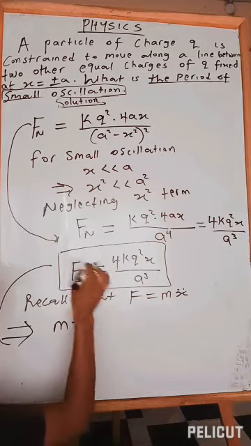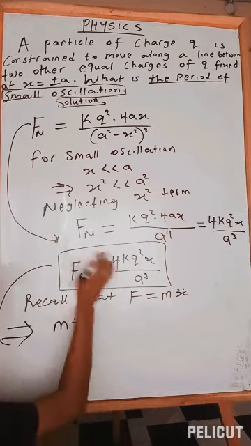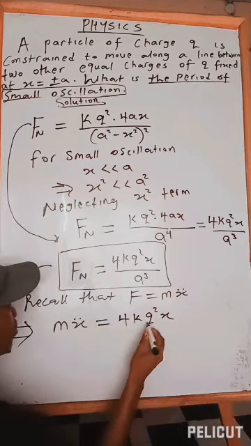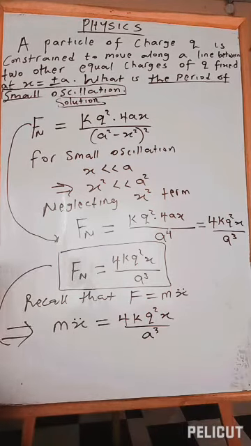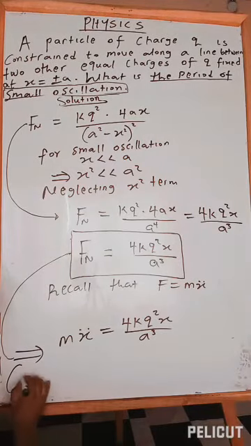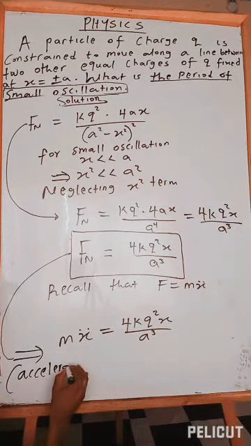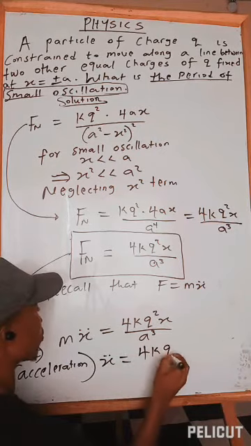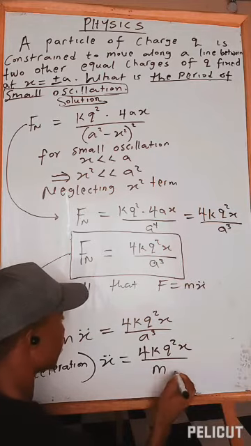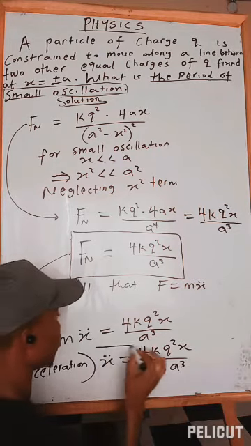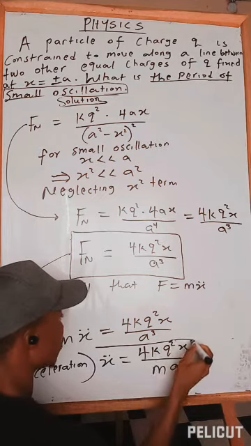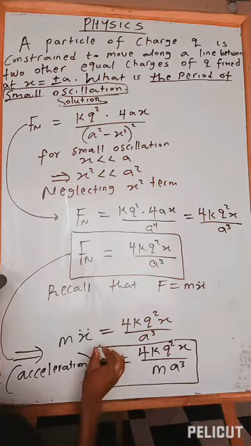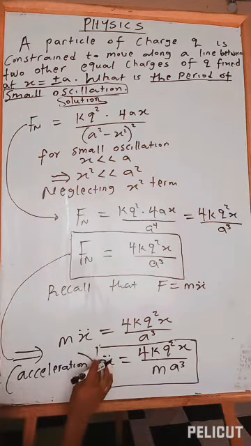m x double dot, that's the force here, is equal to 4kq squared x divided by a cubed. Okay, so our acceleration x double dot is now 4kq squared x divided by a cubed. So this is our acceleration. Let me write this well. This is our acceleration for the motion. Okay, we're almost done.